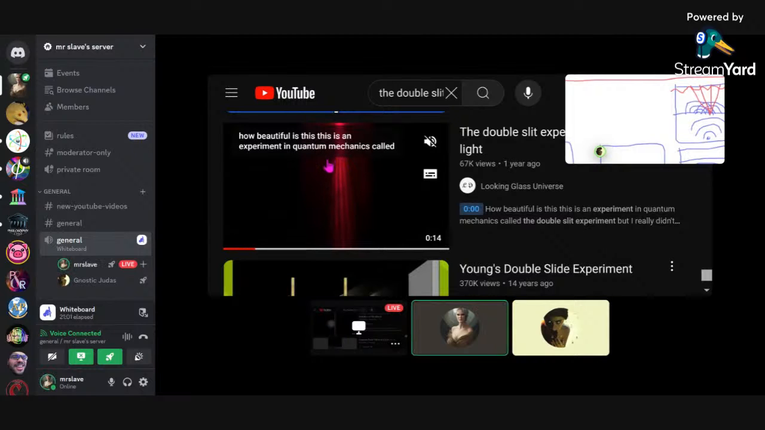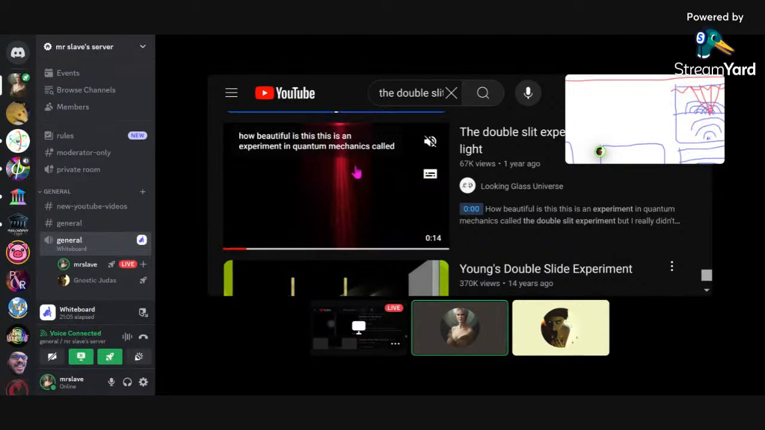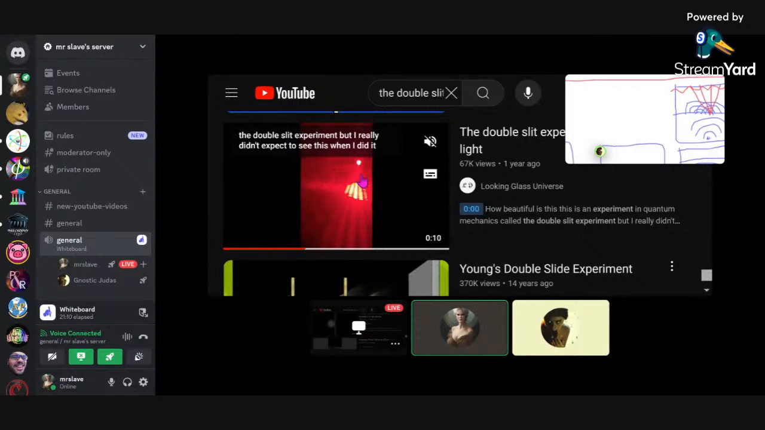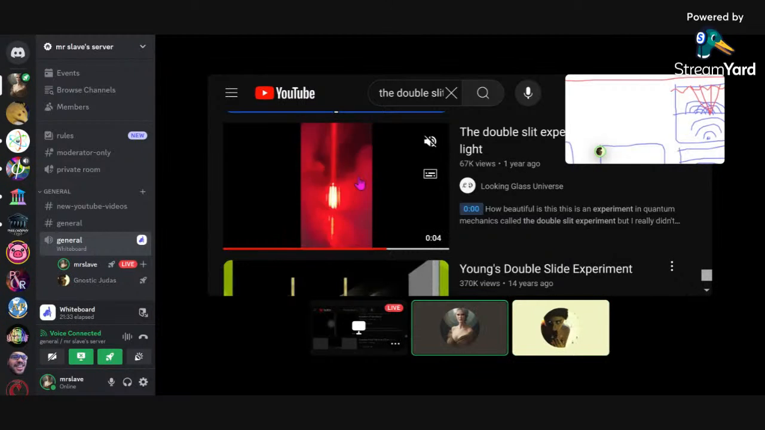This is the Looking Glass Universe. I made a video about what she did. She did it with a laser beam, and you see it going through two slits, but there are many lines coming out. She put one laser beam through two slits, and she's getting many, many lines, meaning she's definitely getting an interference pattern. This is a single beam through two slits.